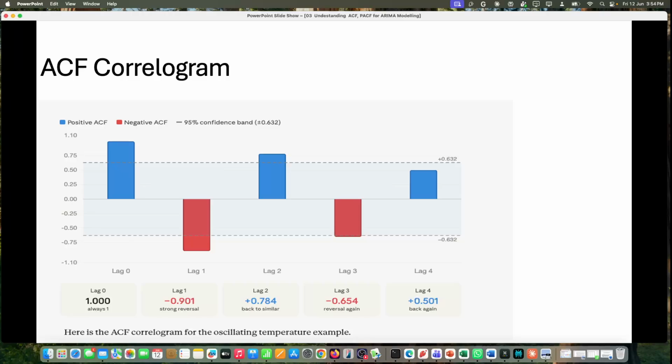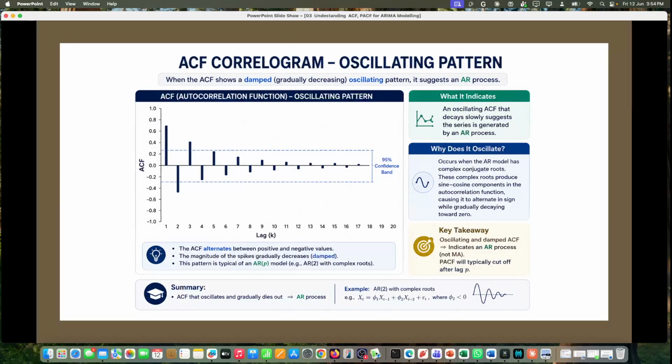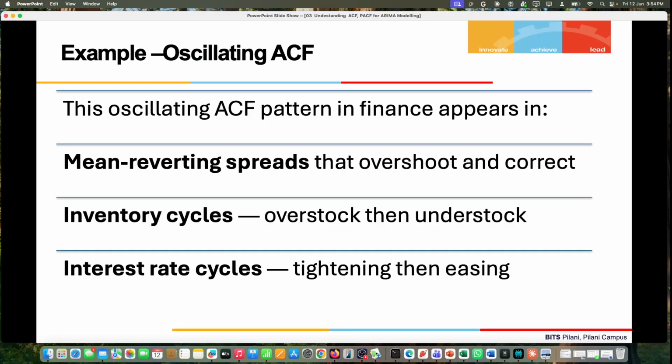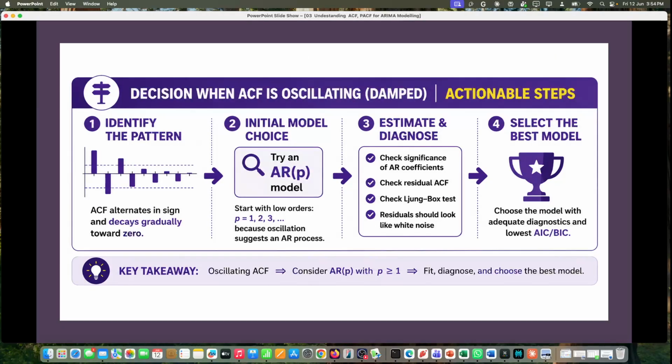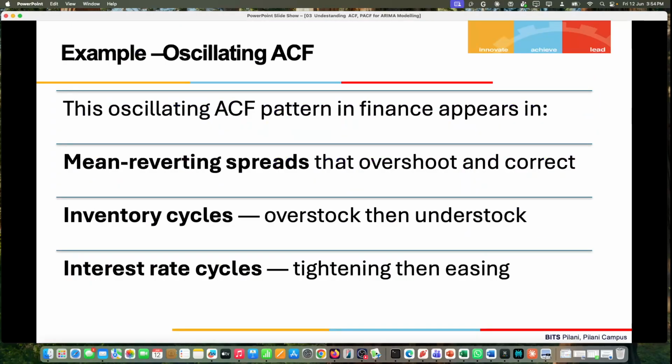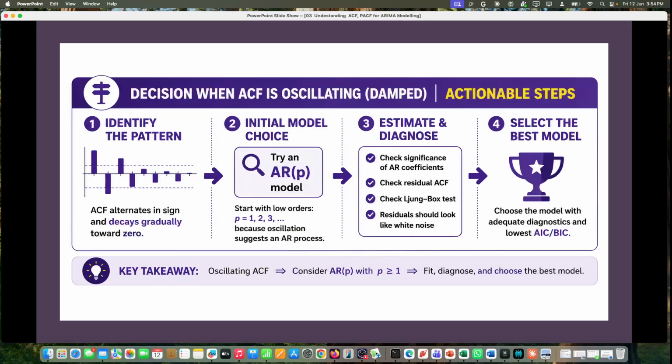So look at this diagram of the autocorrelation function. You can see that it goes up and down a little. You can see 0.9 at lag 1, minus 0.90, plus 0.784, minus 0.65. So this kind of oscillation. Whenever you see oscillation in an autocorrelogram, this pattern can be observed mostly in financial data, especially in mean reverting spreads, inventory cycles and interest rate cycles. So whenever you see an oscillating autocorrelation picture, we can say it does not have an MA signature.